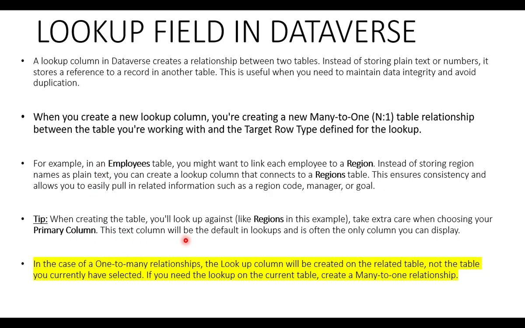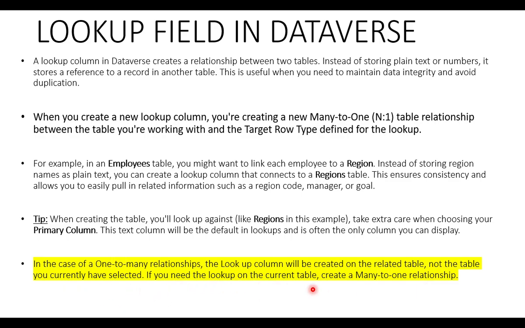So when creating the table, you will look against, like regions in the example. Take extra care when choosing your primary column. This text column will be the default in lookups and is often the only column you can display. In the case of a one-to-many relationship, the lookup column will be created on the related table, not the table you currently have selected.